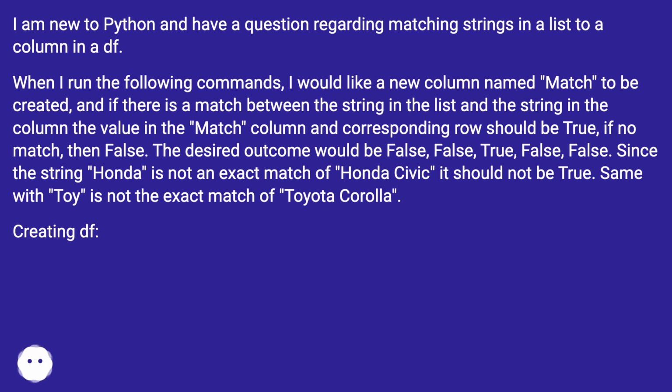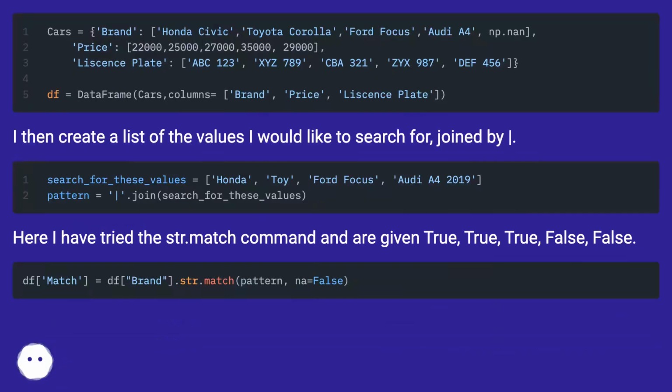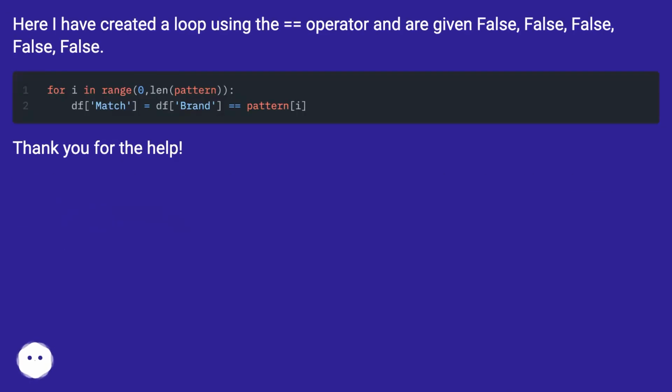Creating DF. I then create a list of the values I would like to search for, joined by. Here I have tried the str.match command and am given true, true, true, false, false. Here I have created a loop using the equals equals operator and am given false, false, false, false, false.